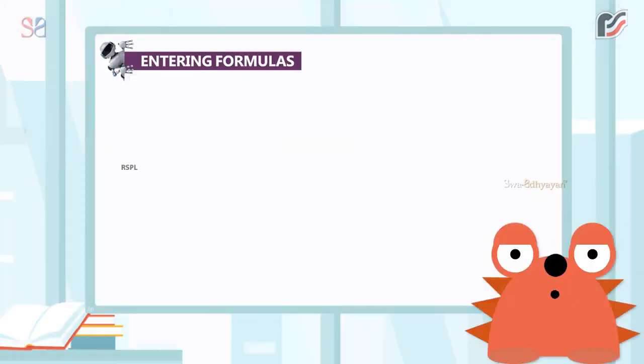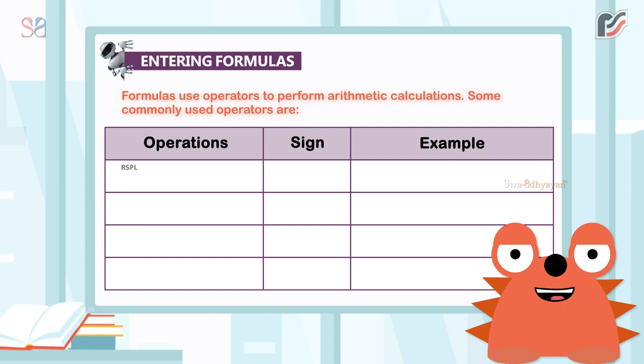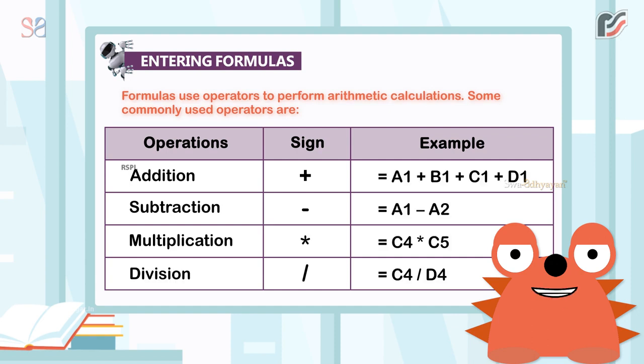Let's move on to entering formulas now. Formulas use operators to perform arithmetic calculation. Some commonly used operators are addition, subtraction, multiplication, and division. These are their signs, and here are some examples. Now that you know what to enter, let's learn how to do it, and here are the steps you need to follow to enter a formula.